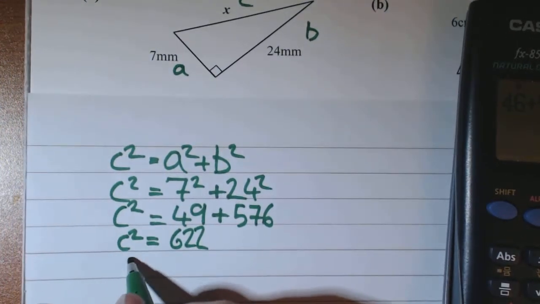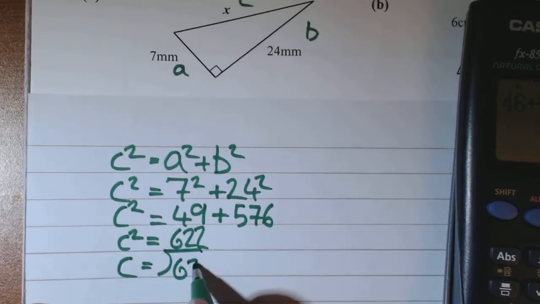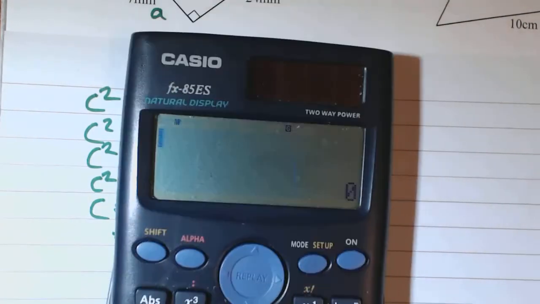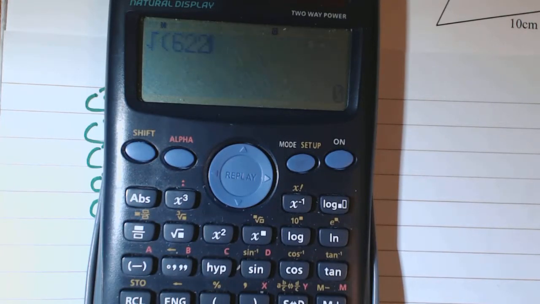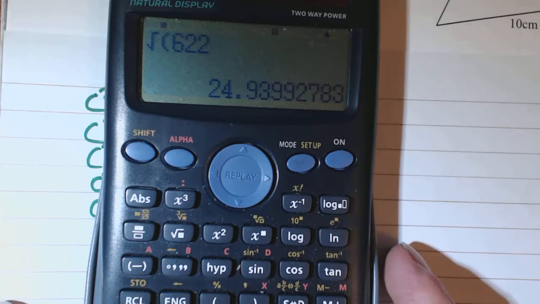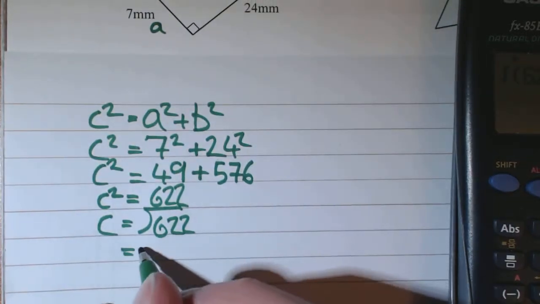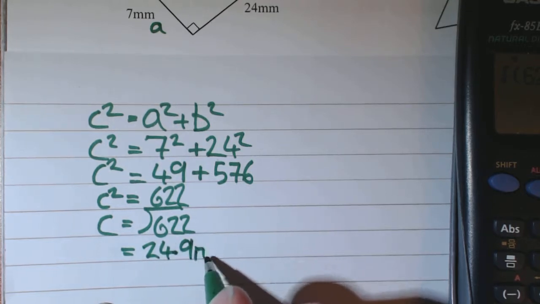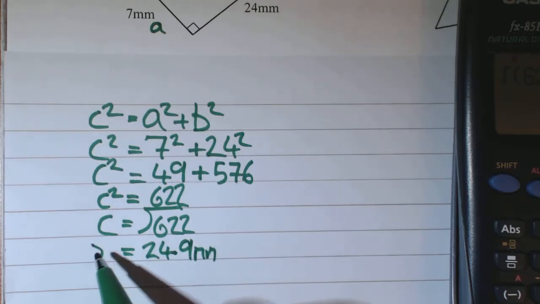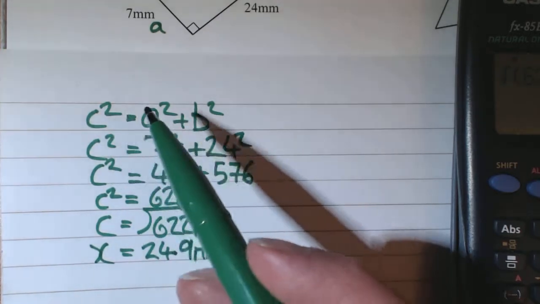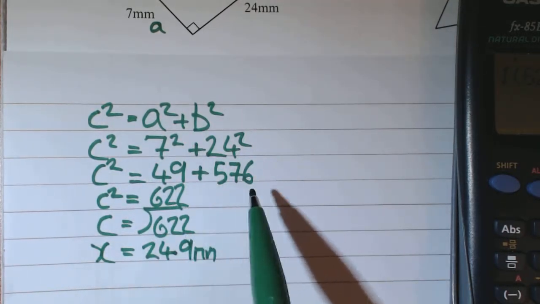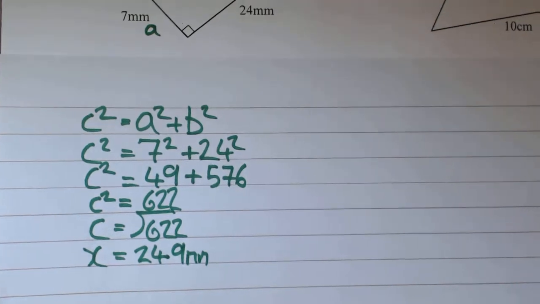So therefore, C equals the square root of 625, which equals 25. Okay, so that equals 25 millimetres. Now we can call that X. It might have been better just using X squared, but I wanted to link it in with the actual formula. Still a wee bit laggy. Right, so that's essentially the first question done for you.